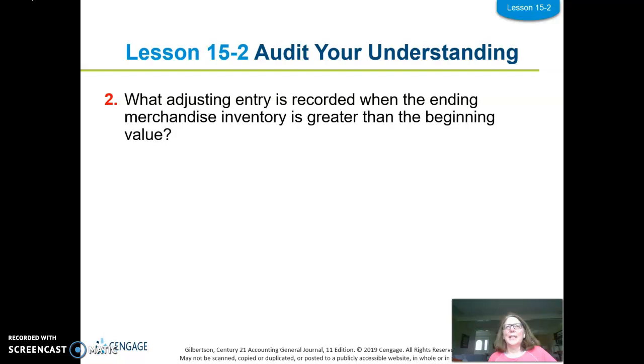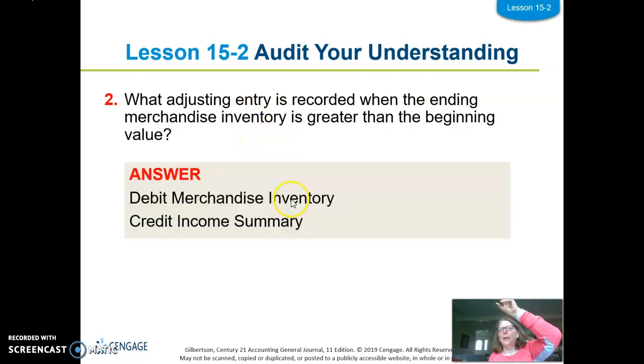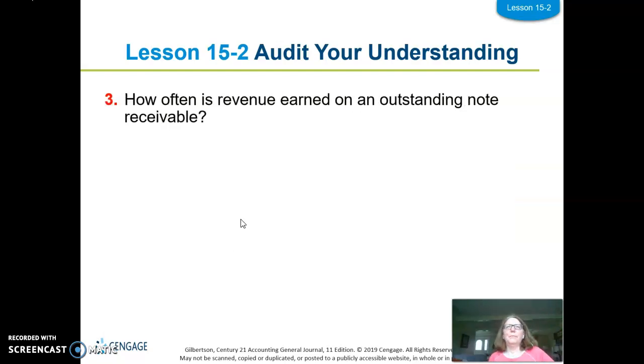What adjusting entry is recorded when the ending merchandise inventory is greater than the beginning? So beginning was low. It went up, so if it went up, I know that I'm going to have to debit inventory to make it go up, and it's always the other side of the entry is income summary.